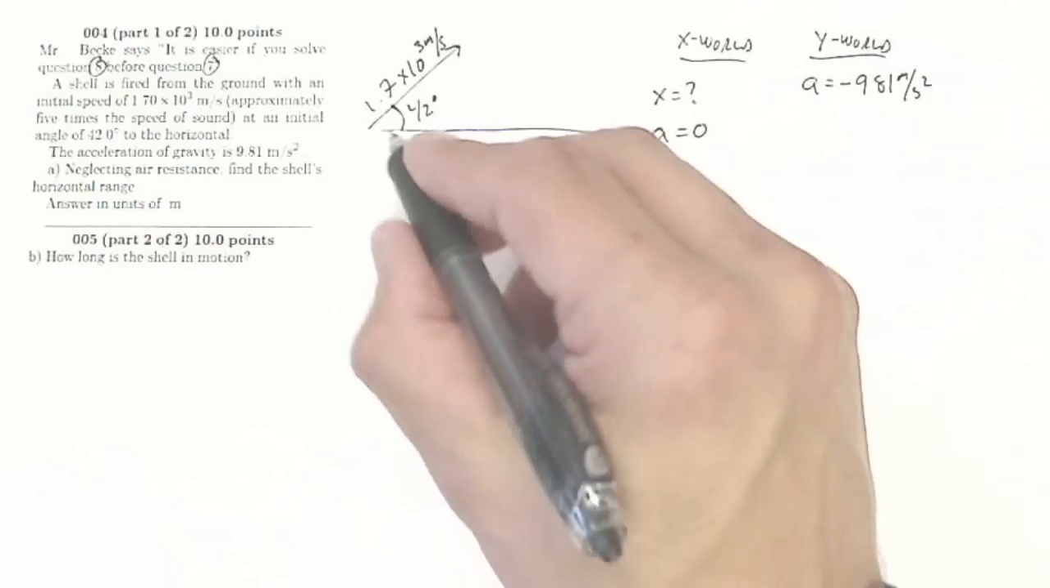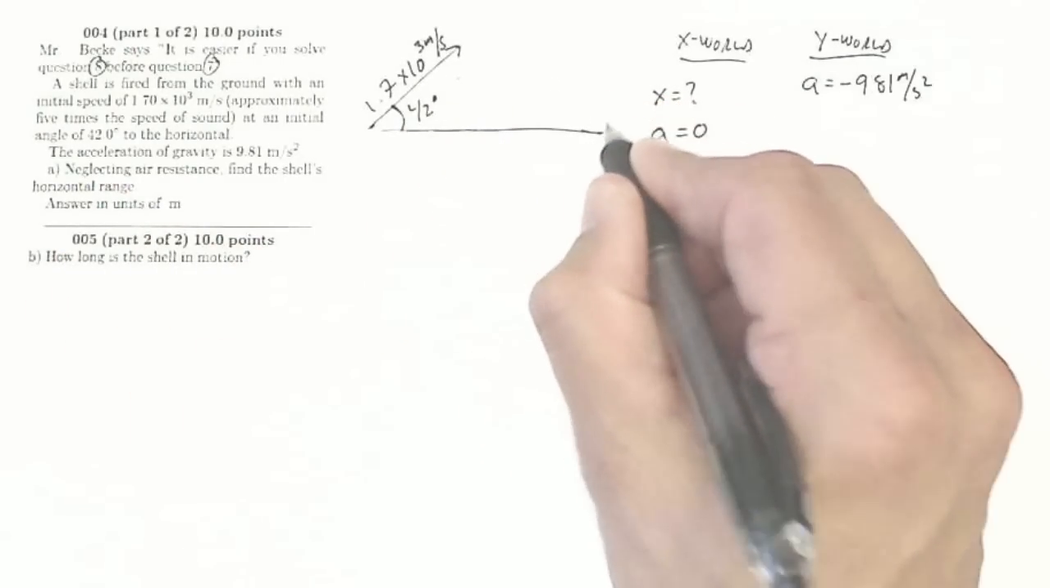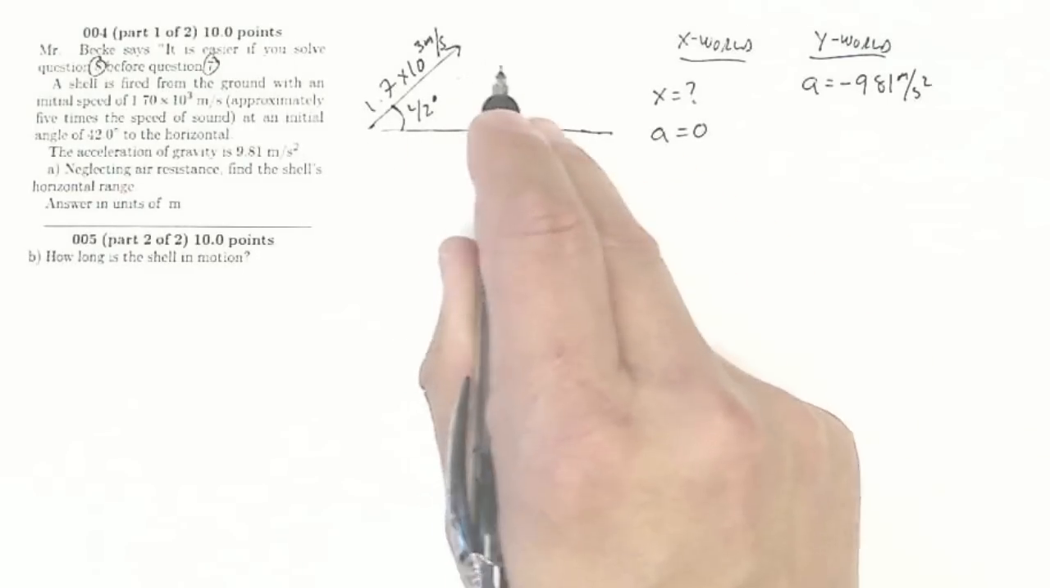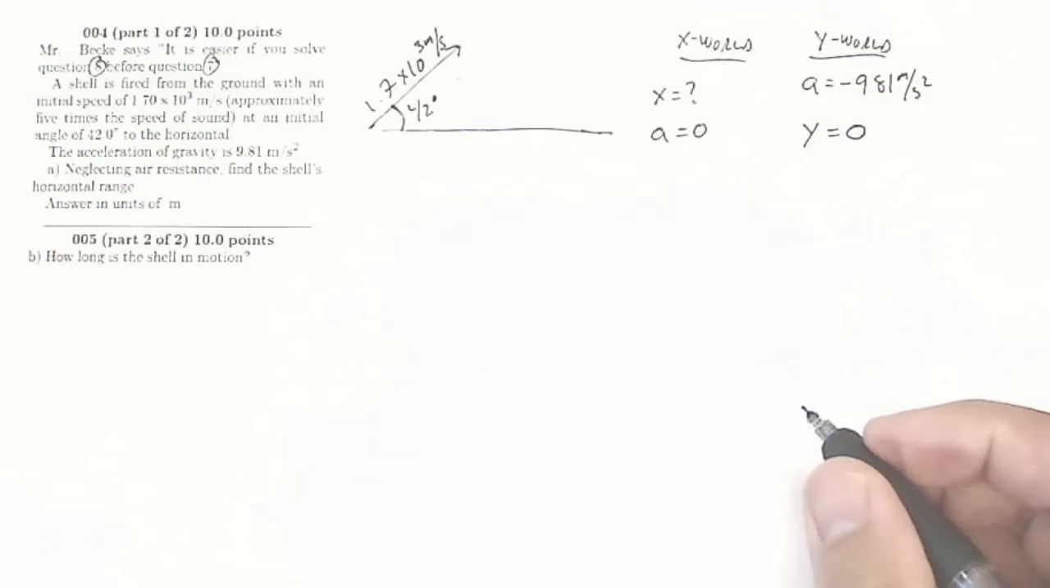Oh, at the shell's horizontal range, when this shell comes up and it takes its parabola and it lands again, one thing I know is that the y is going to be back to where it started again. I'm going to go up and come back down. So I know that my displacement is going to be 0.